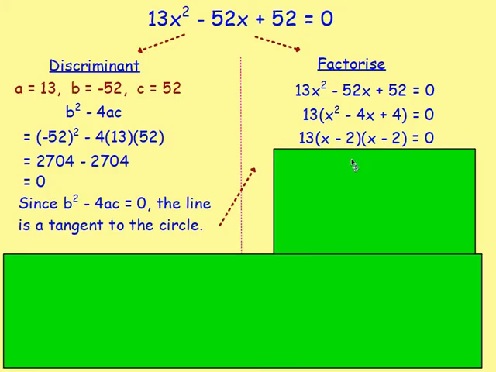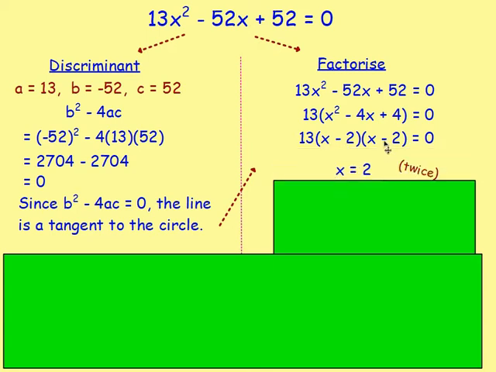Equals 0. And if you look here, we've got our 13 times and we've got x take 2, which means then that x take 2 would equal 0, so x equals 2. And really the same thing again, would also have another x equals 2. So really, the only value you have is x equals 2.